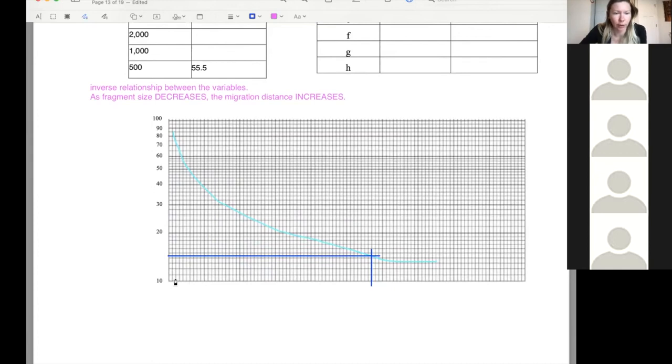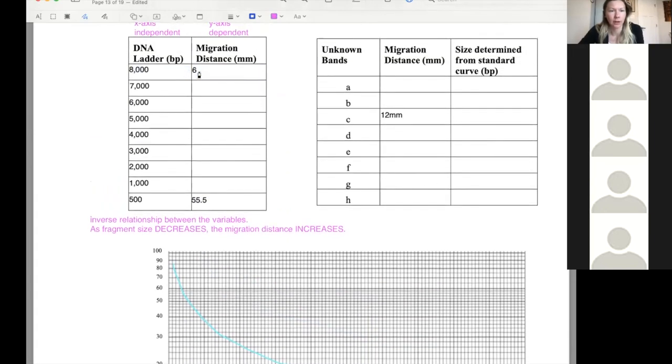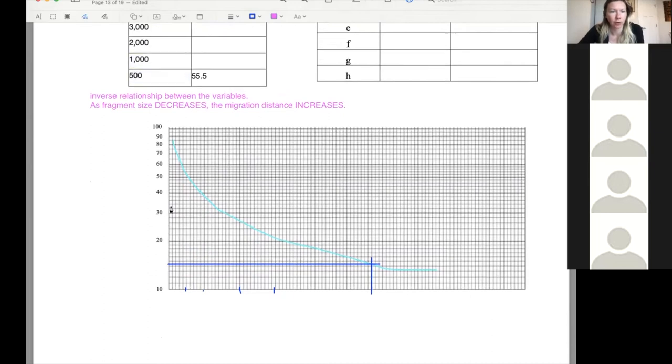So let's say each of these little boxes we're going to make equal to 100 base pairs. So we've got 1, 2, 3, 4, 5. So this would be your 500 base pair mark. 7, 8, 9, 10. This would be 1,000 base pairs. This would be 2,000 base pairs. And so on. And so you'd make your little marks like that and then plot your points, right? So these would be your X and your Y points. So 8,006, that would be a point over here. 555.5, that point would be here, thereabouts. And once you have all your points plotted, then you just connect them with a smooth curved line.